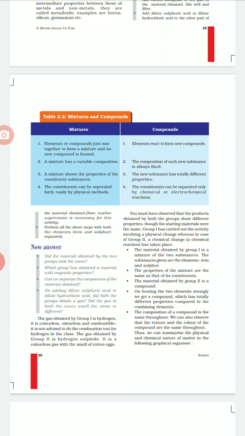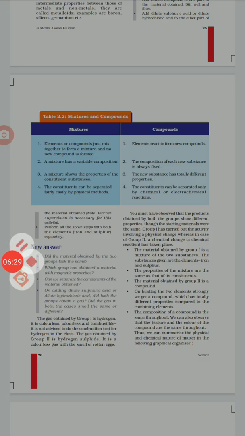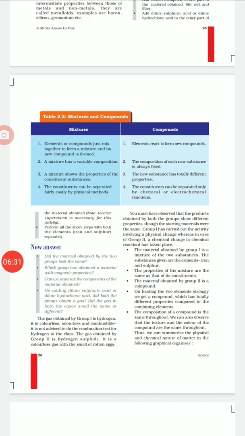Now let's see the difference between mixtures and compounds. Mixtures you have already seen. Elements or compounds when they just mix together form a mixture, with no new compound formed. In a mixture there is nothing new formed, but in a compound, elements react to form new compounds.